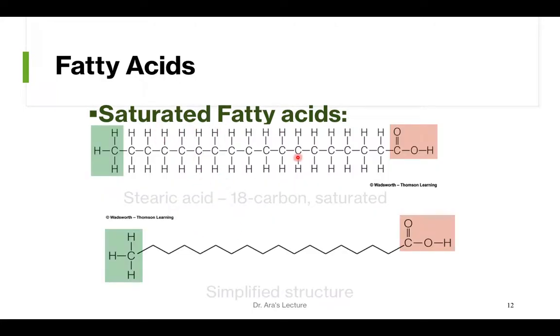Here we go, an example of a saturated fatty acid. You can see here stearic acid, 18 carbon. One end starts with a methyl group, and then 1 2 3 4 5 6 7 8 9 10 11 12 13 14 15 16, and one end with methyl and the other end with acid. So it is a total 18 carbon saturated fatty acid.